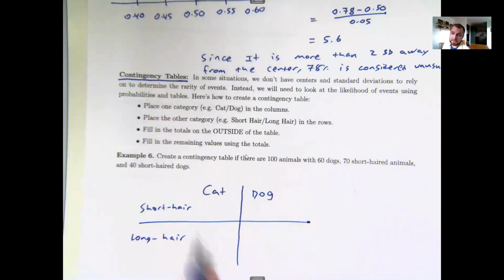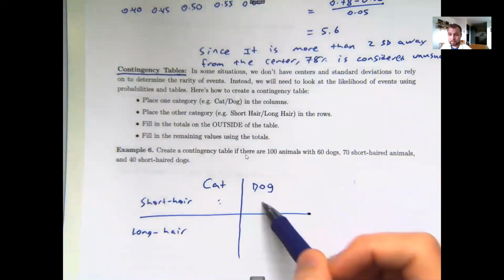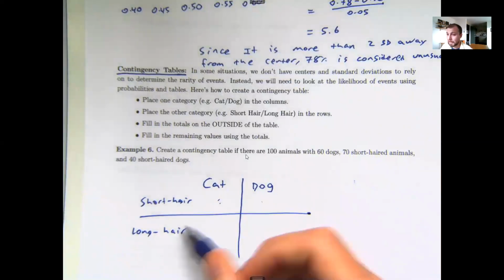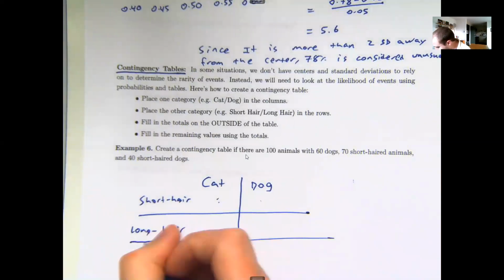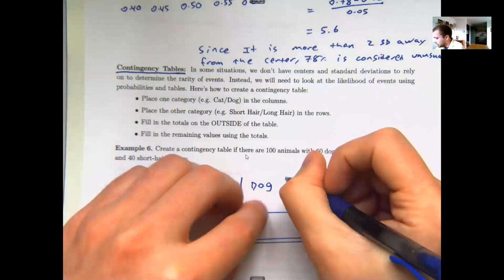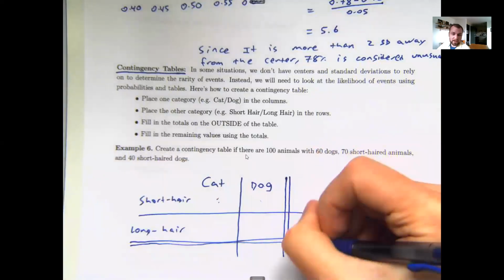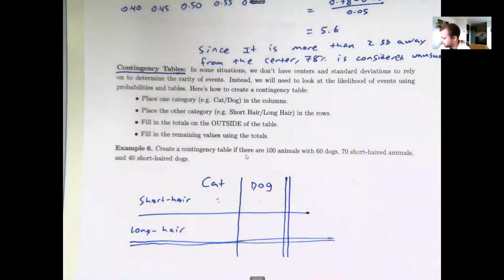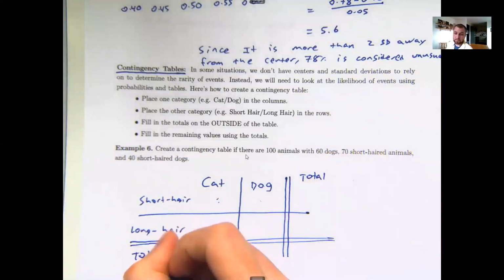Now, what I've done when I've created this grid is I now have all the combinations. For example, I have short-haired cats. I have short-haired dogs. I have long-haired cats. I have long-haired dogs. On the outside, I like to add 2 lines here to help me determine sort of the difference between inside and outside. It kind of looks like equal signs, big equal signs. I'm going to put the totals for those categories.